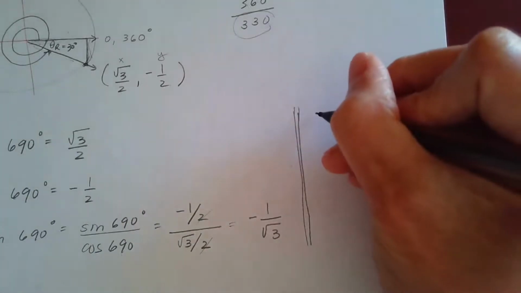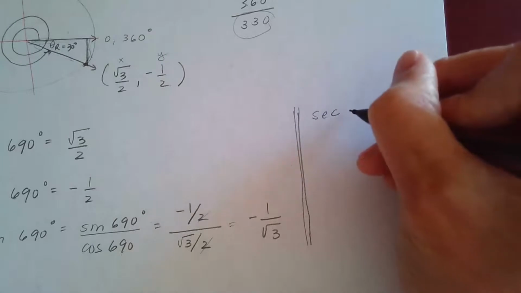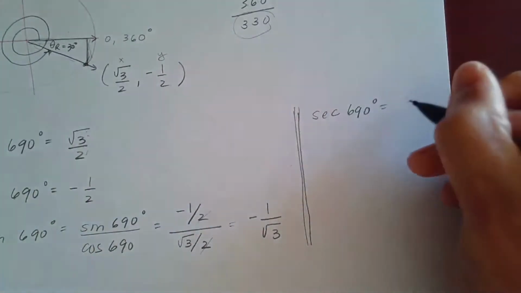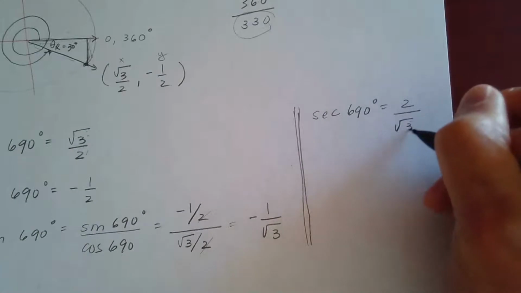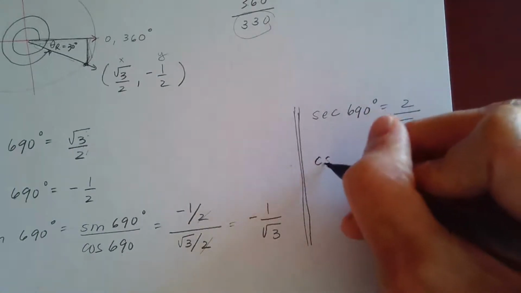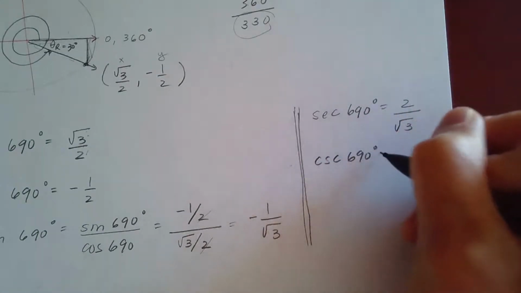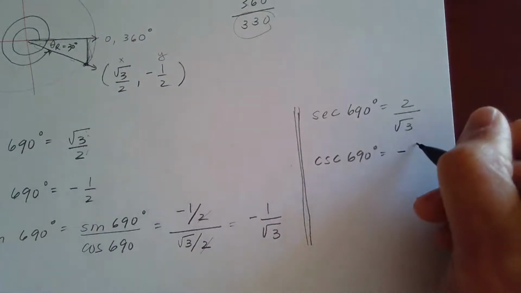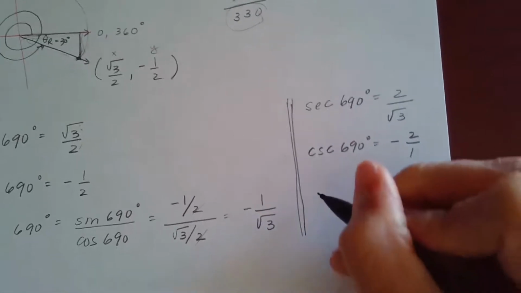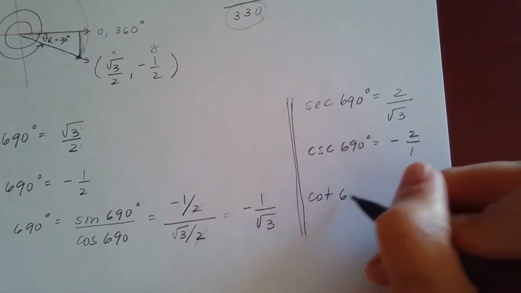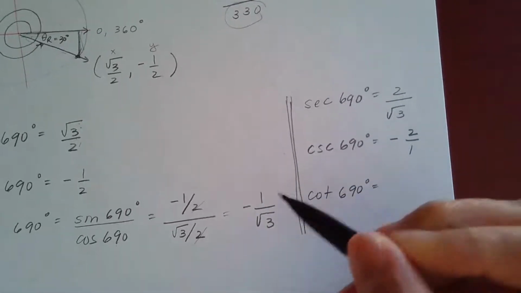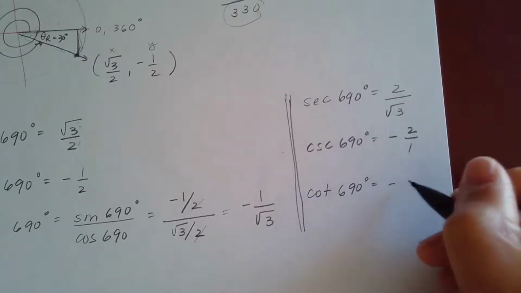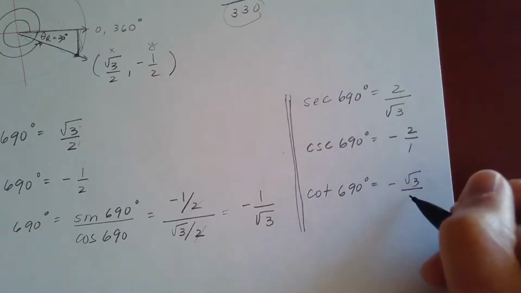Secant of 690 degrees is going to be the reciprocal of cos, so 2 over root 3. Cosecant of 690 degrees is going to be the reciprocal of sine, which is negative 2 over 1. And then cotangent of 690 degrees is the reciprocal of the tangent, which is negative root 3 over 1.